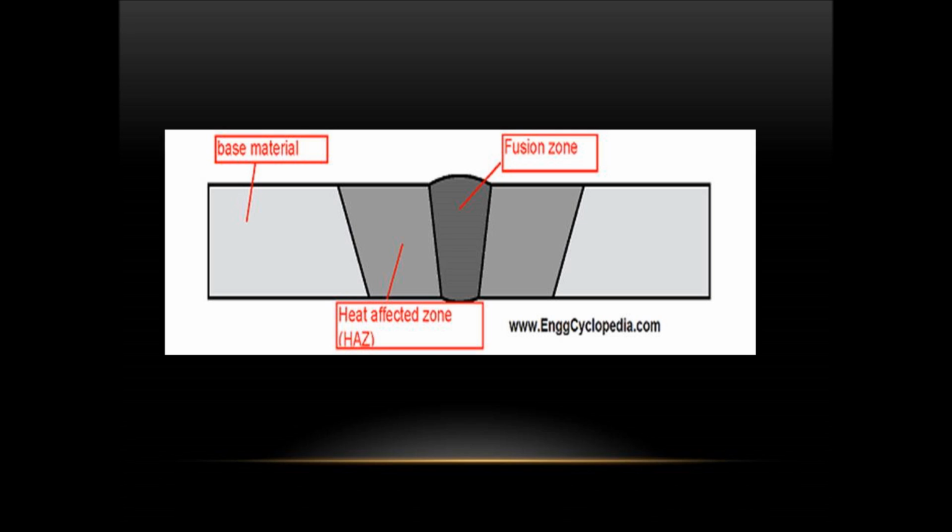The next zone out is the heat affected zone. This is the zone that we're concerned with. In this zone, there is no fusion with the filler material, and instead heat transferred from the fusion process affects the microstructure of the material welded.